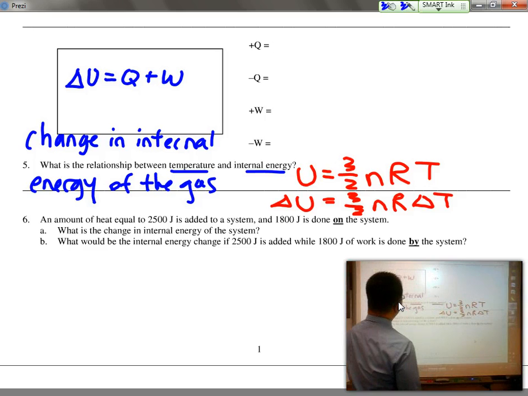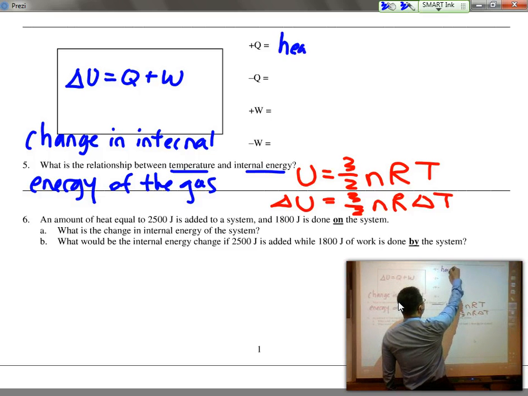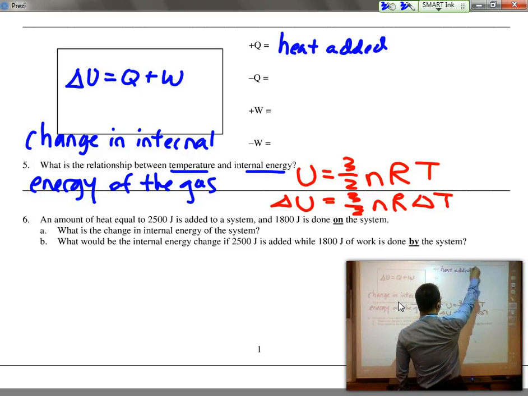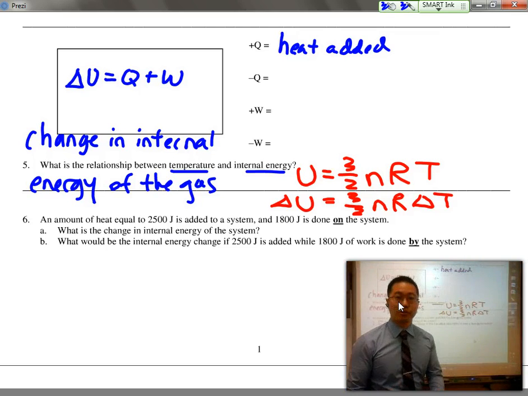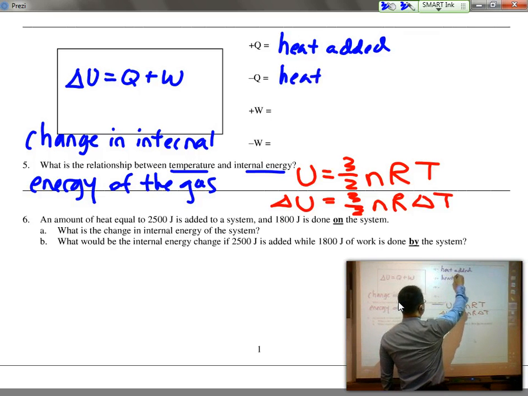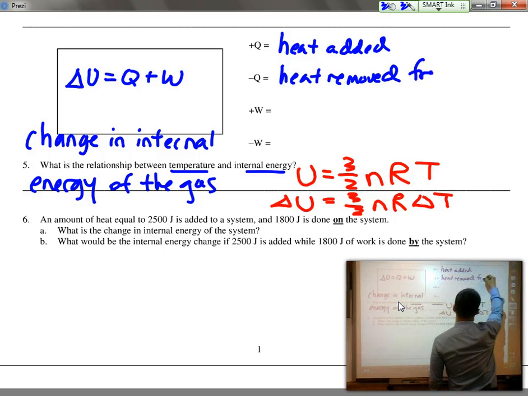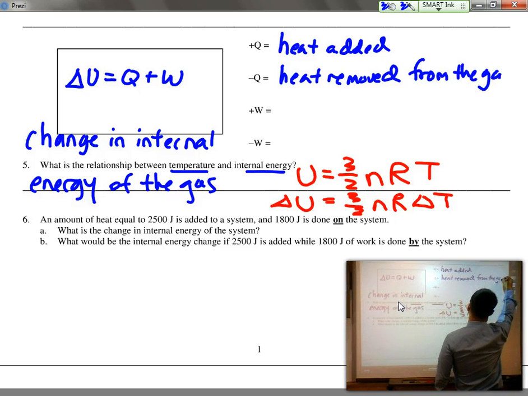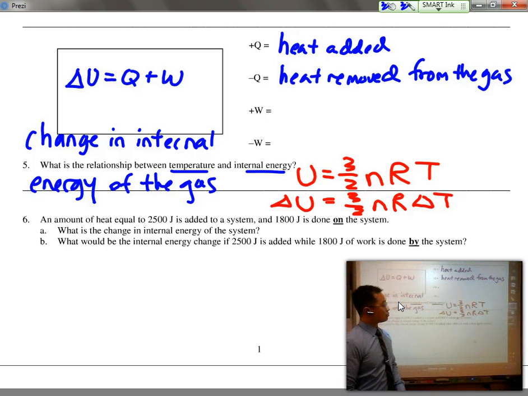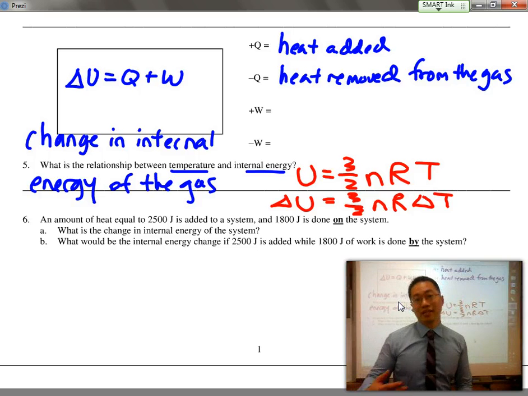Now, as for the other parts, delta U equals Q plus W. Q means heat. Positive Q simply means that heat was added to the system, which would, of course, raise its temperature, perhaps, while negative Q means that heat was removed from the gas. Okay? Now, work itself is a more interesting idea.